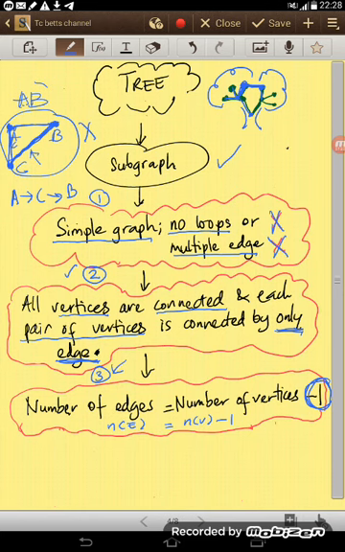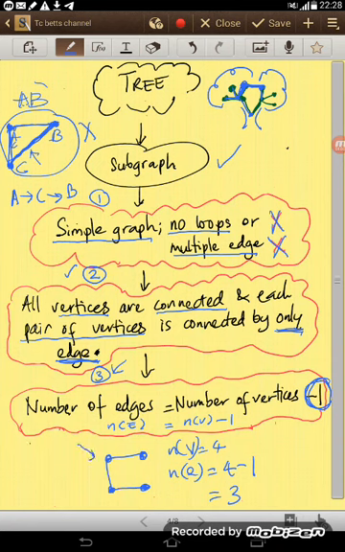It is a tree when it follows this formula. What does it mean? Okay, let's say you have 4 vertices. So the number of vertices is 4, and the number of edges will be 4 minus 1, so 3. So let's check whether it's correct or not.